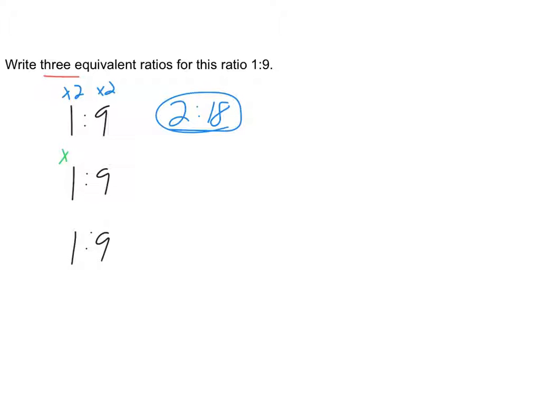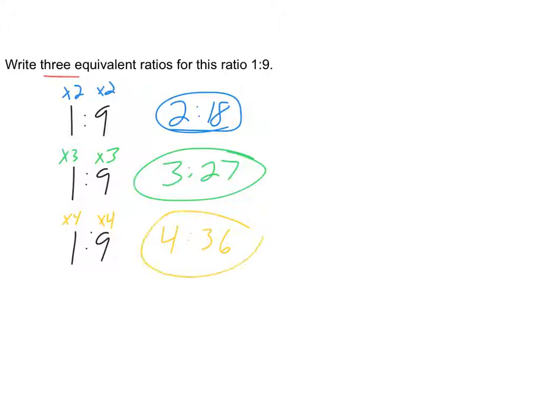I could multiply by 3. If I multiply 1 and 9 by 3, my ratio becomes 3 to 27. That is another equivalent ratio. And I could also multiply by 4. If I multiply the ratio 1 to 9 by 4, I would get 4 to 36. And again, another equivalent ratio. Again, you don't have to pick these 3. You can pick any number to multiply both of them by, and you would get an equivalent ratio.